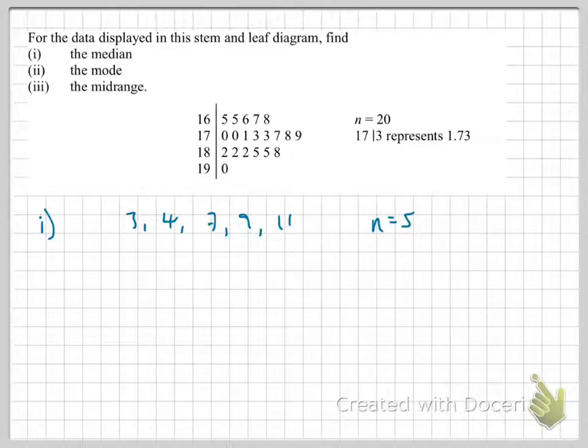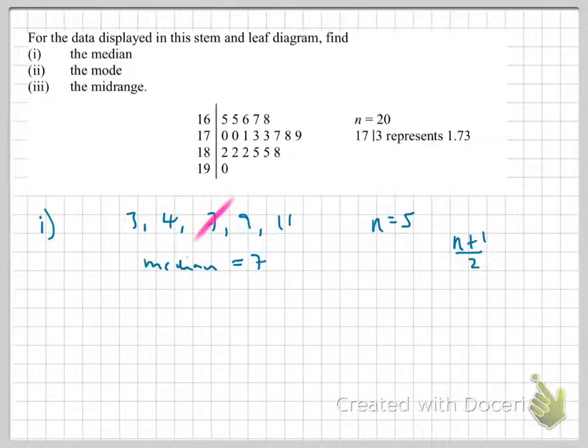Now, the way to calculate the median is to do n plus 1 divided by 2. And so with 5, I've got 5 plus 1 is 6, 6 divided by 2 is 3, and therefore my third value is going to be my median. So I'll write down median is the middle number when it's in numerical order, and the median is 7.